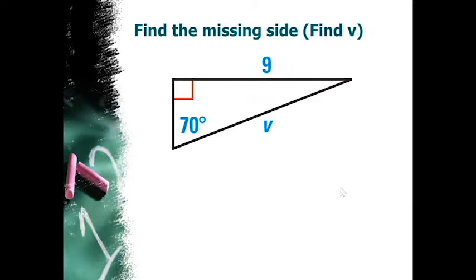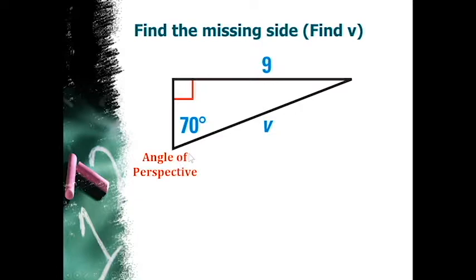In this example, we're going to find our missing value of v. It's another right triangle trig problem. We're going to first start off by identifying where our angle of perspective is. Our angle of perspective is down here in the bottom left. It's 70 degrees. We have this side up here, which is 9, and this side here, which is v.